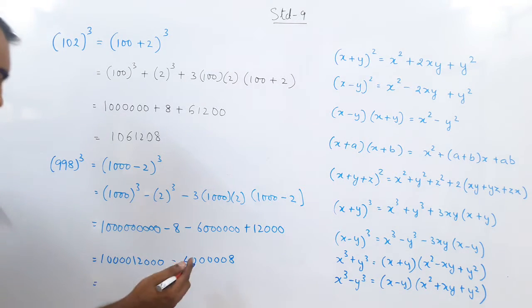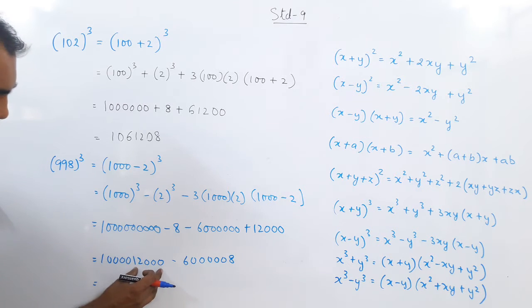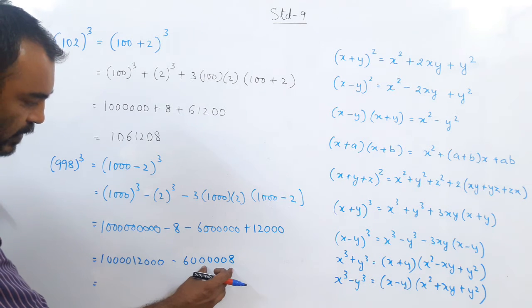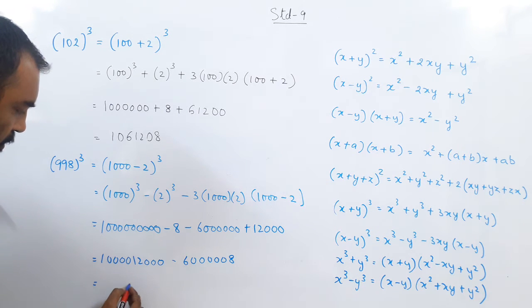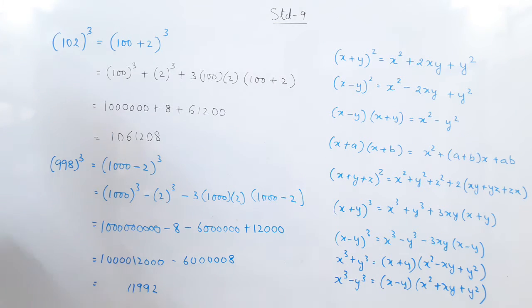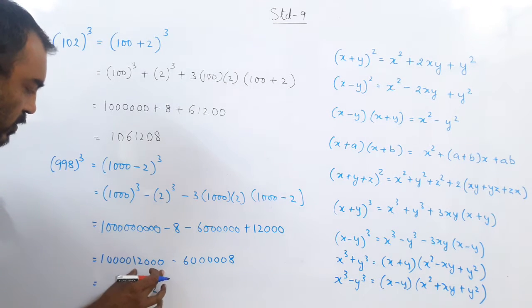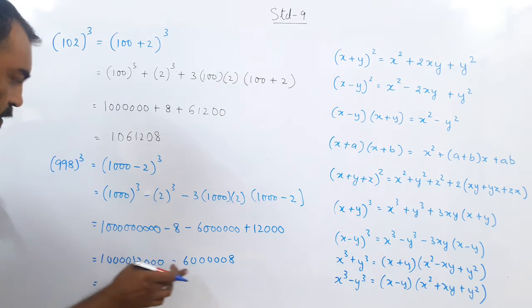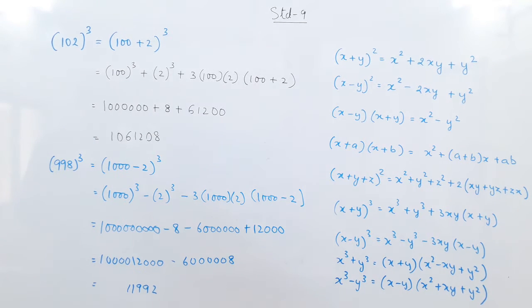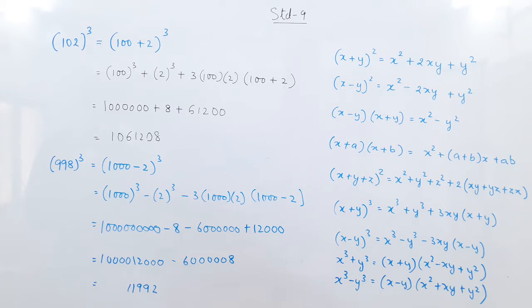So what we'll do, you have to learn this method. 12,000 minus 8 is 11,992. What I did, 12,000, this 5 digits, minus 8 is 5 digits. Now I have to do 10,000 minus 60. So what will 10,000 minus 60 give me?